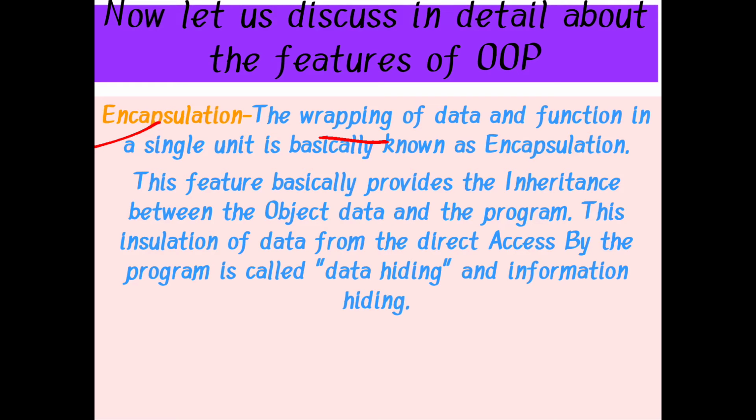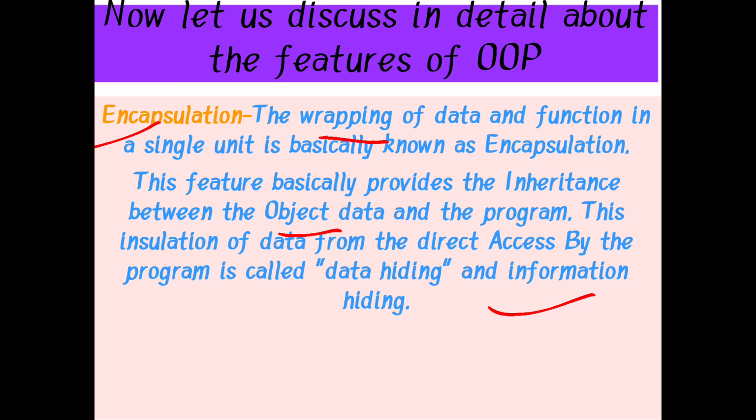This feature basically provides the inheritance between object data and the program. So now the question arises in mind, what is inheritance? So in simple terms, inheritance means acquiring the properties of another data or anything else. So basically encapsulation provides the inheritance between object data and the program. This insulation of data from direct access by the program is called data hiding and information hiding.